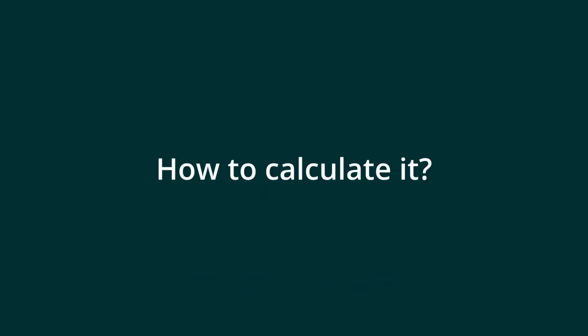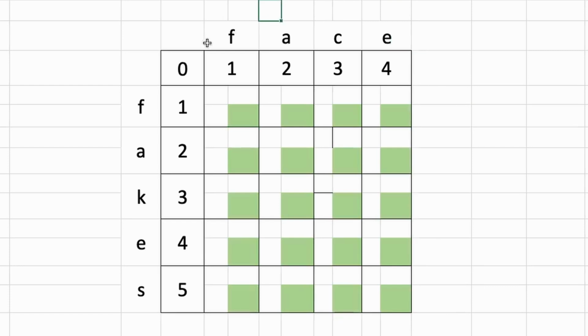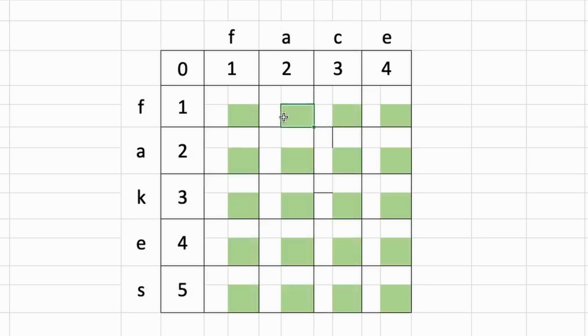Now let's see how to calculate this. Let's talk about the Levenshtein algorithm. Alright, this is how the Levenshtein algorithm works. First, we need to create a matrix where the rows and columns correspond to the letters of our two words. In this case, face and fakes. It doesn't matter which we put as rows or columns, this algorithm calculates the same value in both directions.